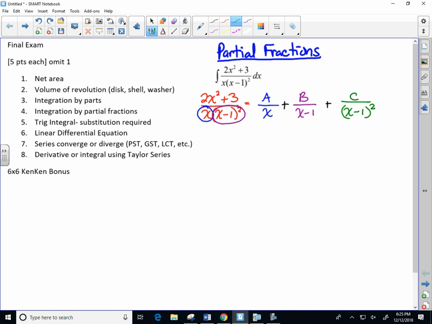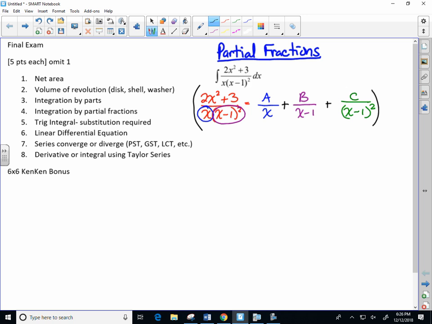The idea being that if we got something like x minus 1 to the fourth, it would be B over x minus 1, C over x minus 1 squared, D over x minus 1 to the third, and then you keep going, E over x minus 1 to the fourth. All right, so not fun. I would never do that to you on a test, but it's conceivable, I guess, that it could happen at some point down the line.